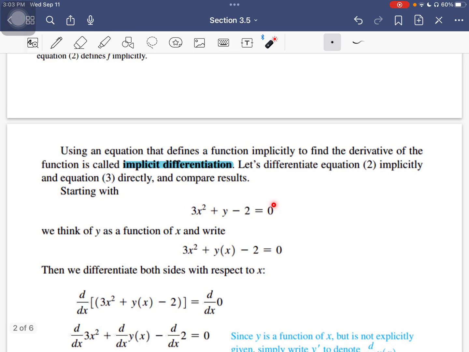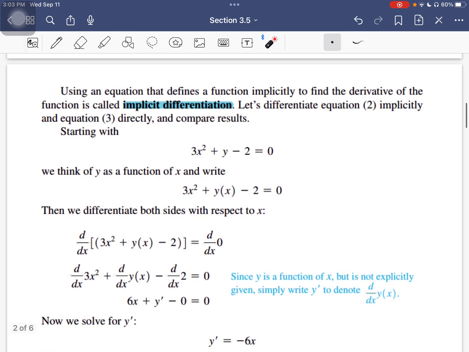So first we'll start with our implicit function, and we're thinking of y as a function of x, and so we could just change notation here, so that's all we're doing, just writing y as a function of x. Then what we'll do is we'll differentiate both sides with respect to x, so we'll take d dx of our function on both sides here.